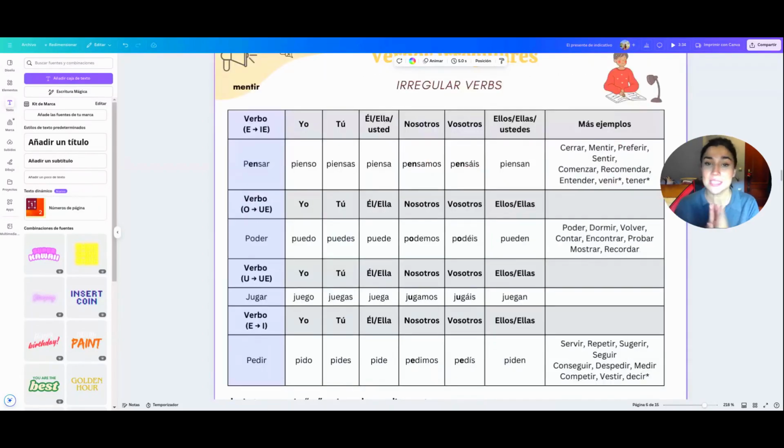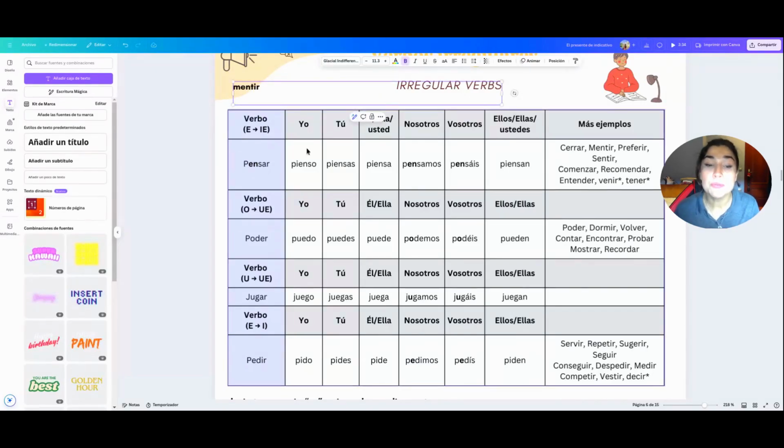So first we have this chart, okay? This here starts the irregulars. Why are they irregulars? Because it changes the start. The endings are the same ones as the regulars, but the start changes. The first ones are the E goes to IE, okay? So it's not pienso with an E, the E will go to IE, so it'll be pienso. For example, mentir. Again, the E goes to IE, so instead of an E, we write IE. Then the rest, mient, and then we complete it.